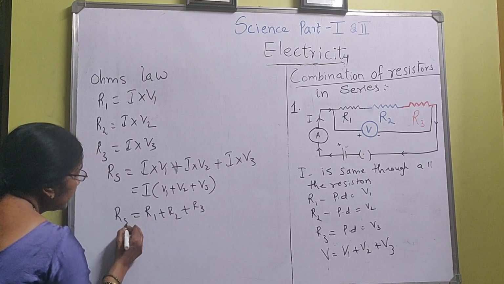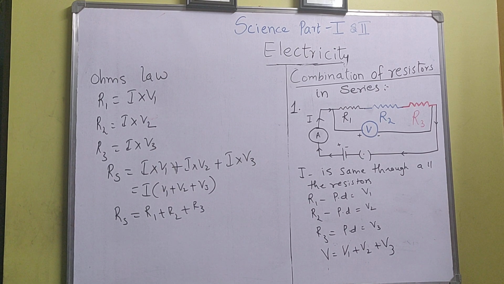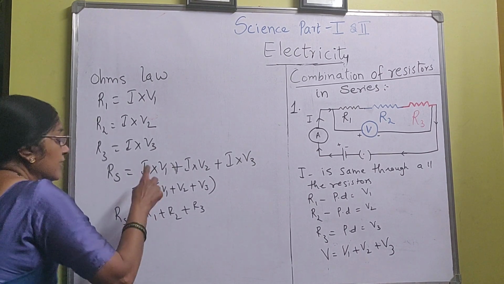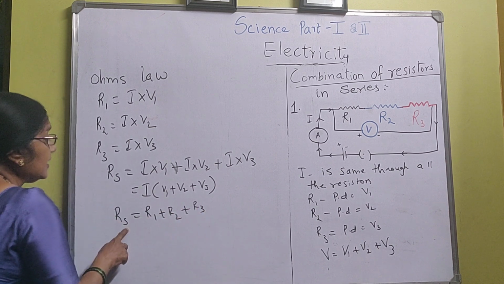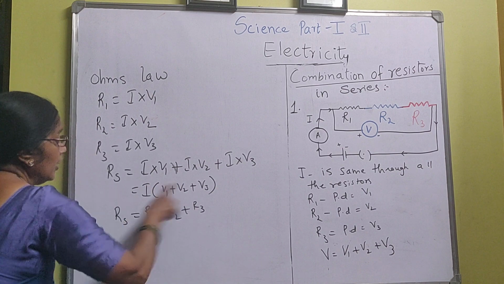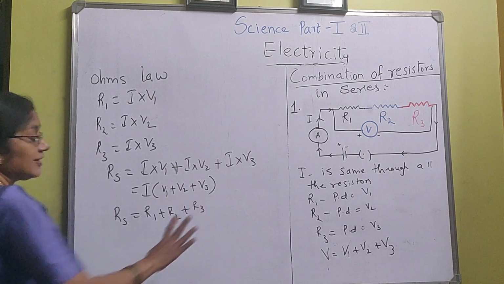So that is equal to R1 plus R2 plus R3. So the resistance in series will always be the sum of the resistance of each resistor. The resistance in series is given as R1 plus R2 plus R3, which we can write in this way.